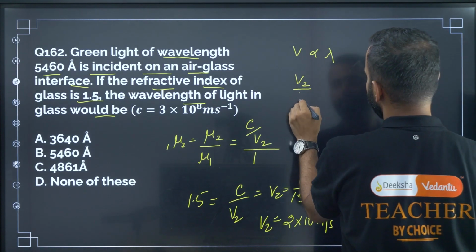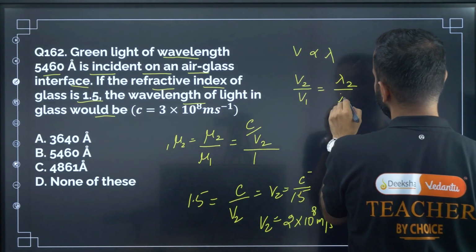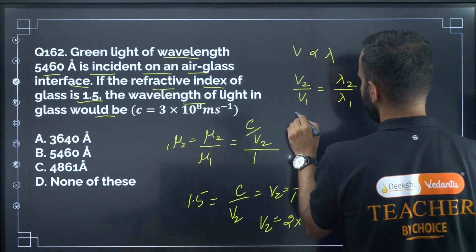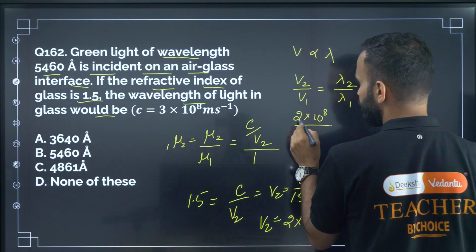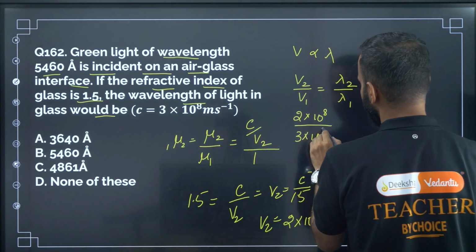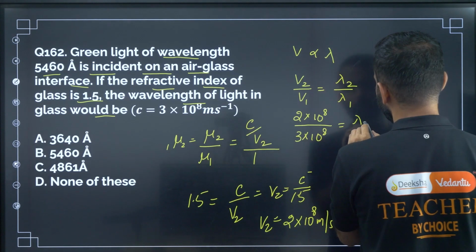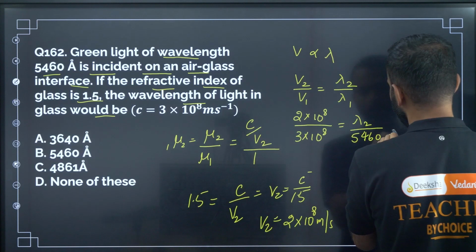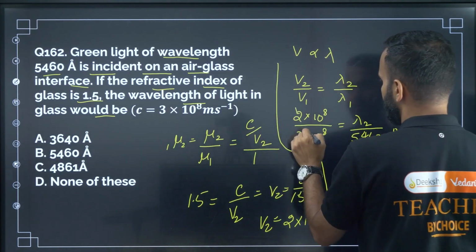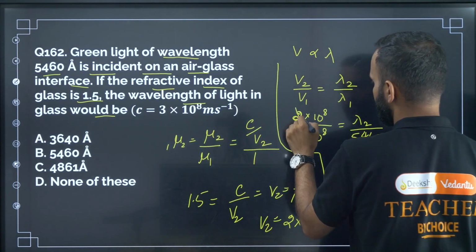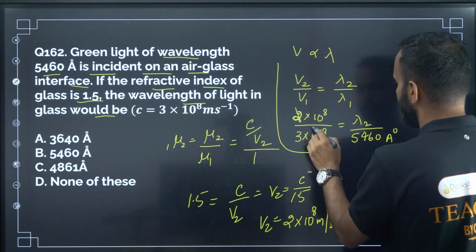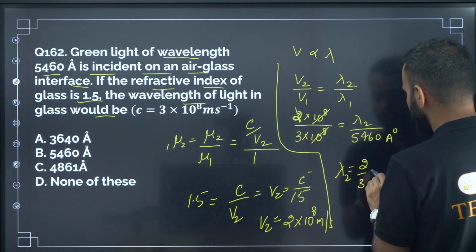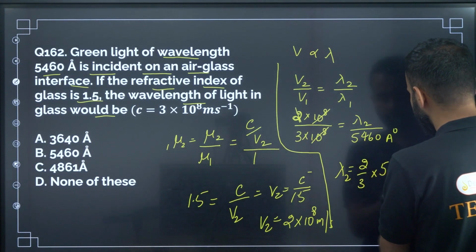Now V2 divided by V1 is equal to lambda 2 divided by lambda 1. So V2 is 2 into 10 to the power 8 divided by V1 is 3 into 10 to the power 8, equal to lambda 2 divided by lambda 1. Lambda 1 is 5460 angstrom. Now here 2 divided by 3, 10 to the power 8 will get cancelled. Lambda 2 is equal to 2 by 3 into 5460 angstrom.